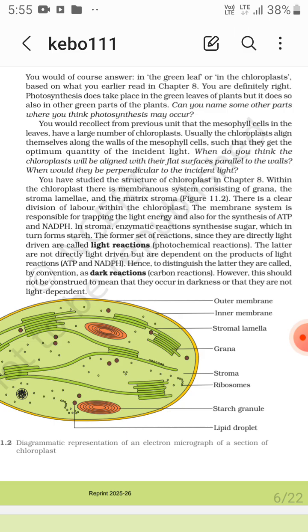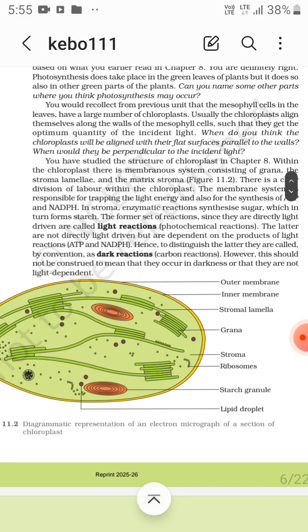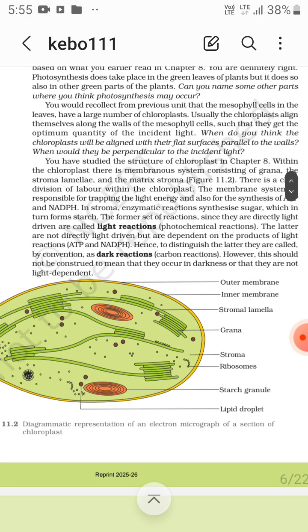Within the chloroplast there is a membranous system consisting of grana, the stroma lamellae, and the matrix stroma. There is a clear-cut division of labor within the chloroplast. The membrane system is responsible for trapping the light energy and also for the synthesis of ATP and NADPH. In the stroma, enzymatic reactions synthesize sugar, which in turn forms starch.